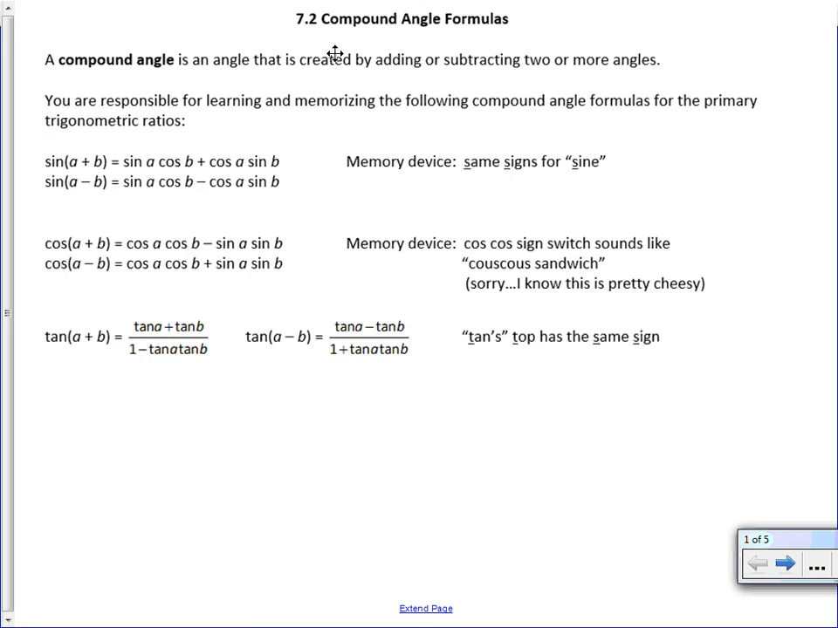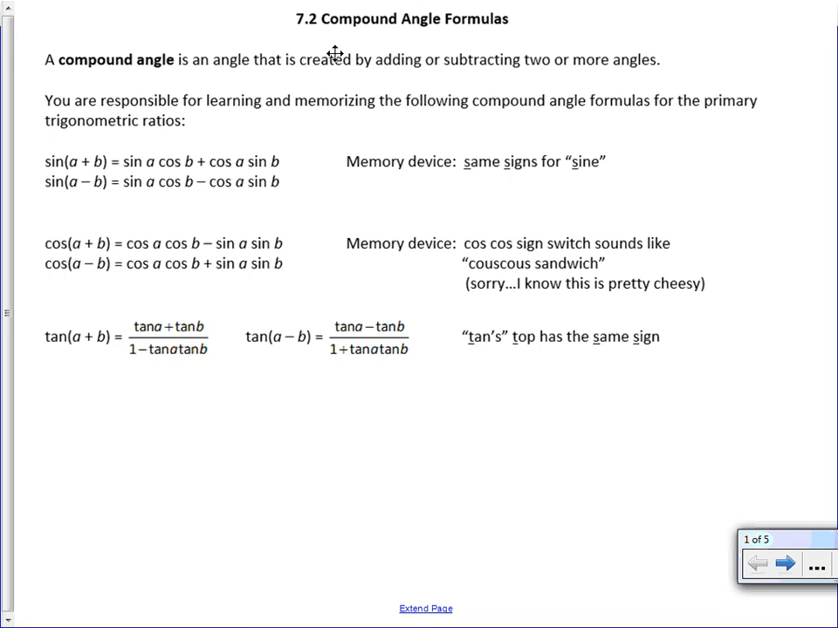So this starts with the sine, but it alternates. It goes sine A cos B plus, and then it's the reverse, cos A sine B. The order of the angle stays the same. It's just the reverse of the ratios. For the subtraction, it's the exact same formula except with a minus sign. Memory device for sine is same signs for sine. A plus in the bracket is a plus here. A minus in the bracket is a minus here. So same signs for sine. The reason why that's going to help you is because the second one is super cheesy, my memory device.